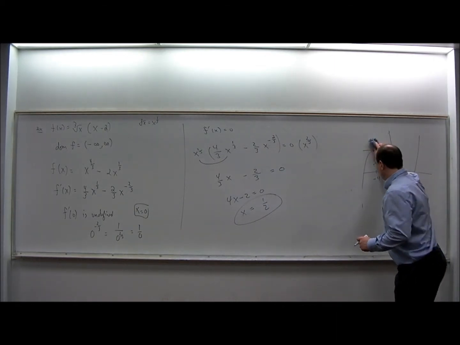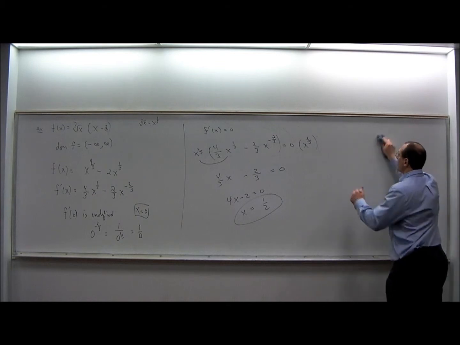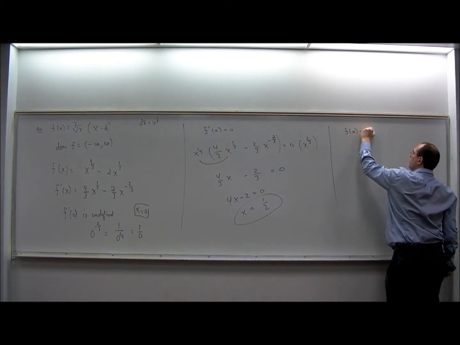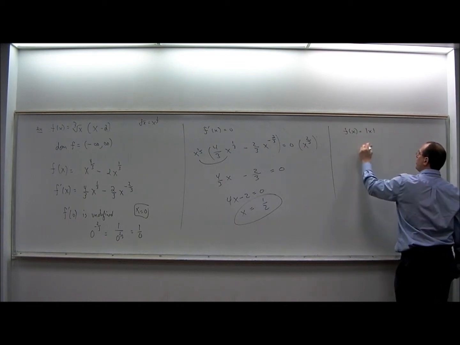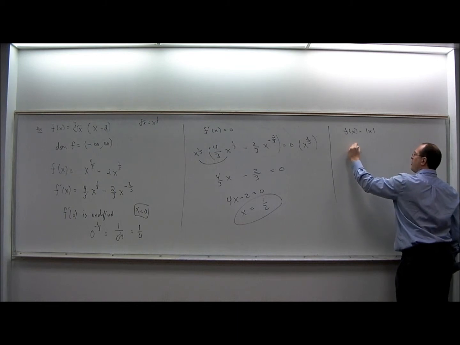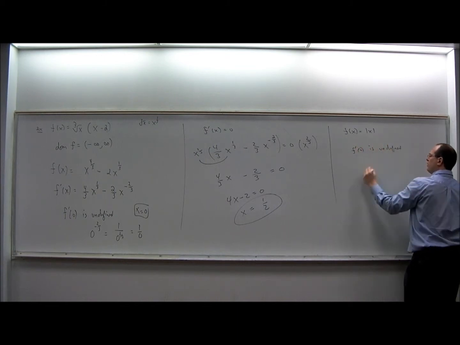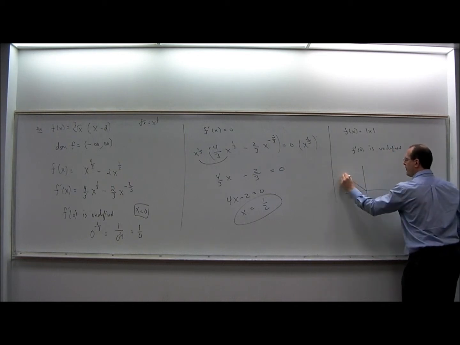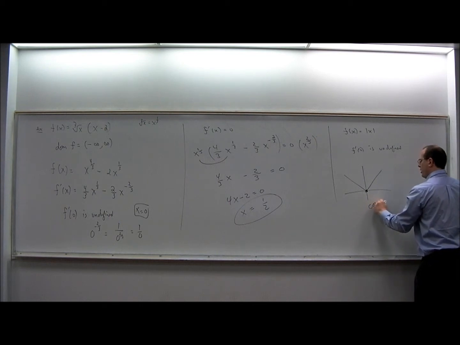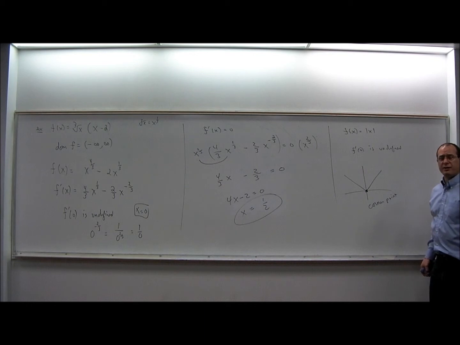One last example. If we consider the function f of x equals the absolute value of x, this is also defined for all real numbers. f prime of 0 is undefined. Let's look at the graph of the absolute value function. It looks like a V. So here at x equals 0, it has a corner point, and so f prime of 0 is undefined.